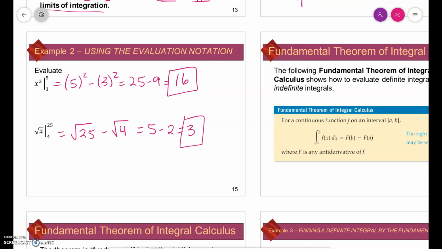All right, we're going to use this in the next video to show how we actually go about evaluating an integral.